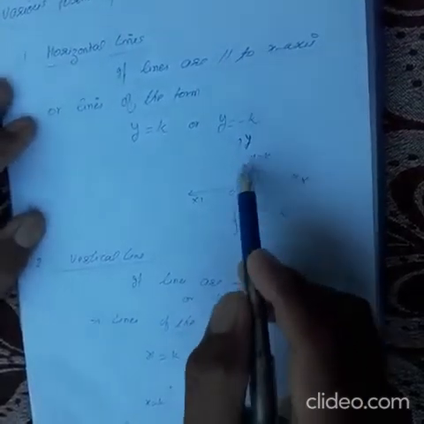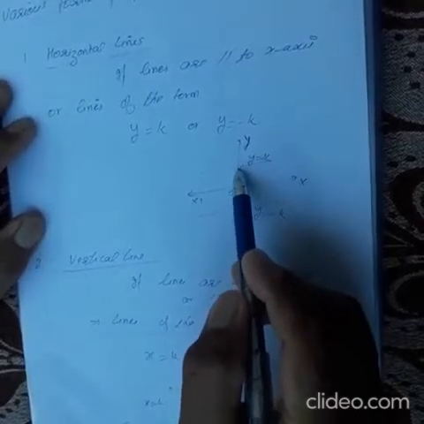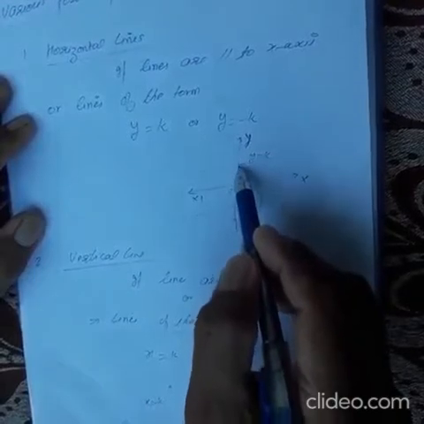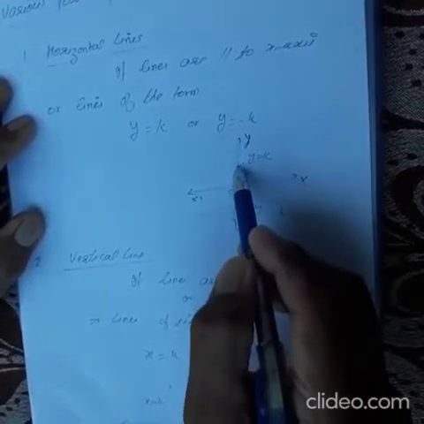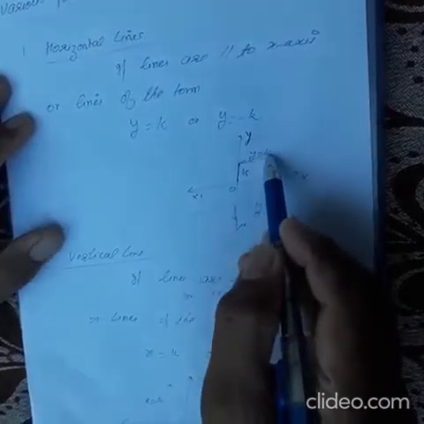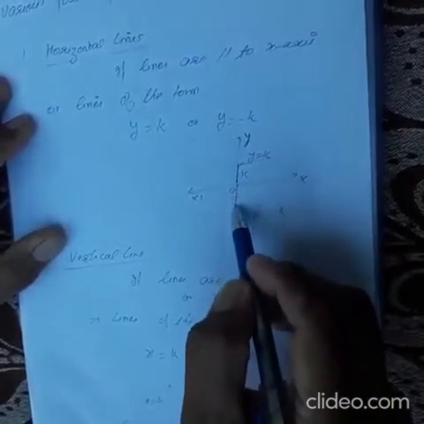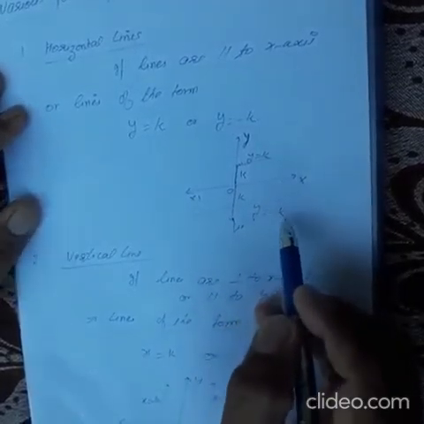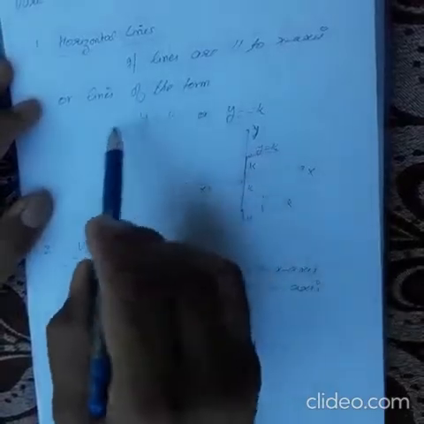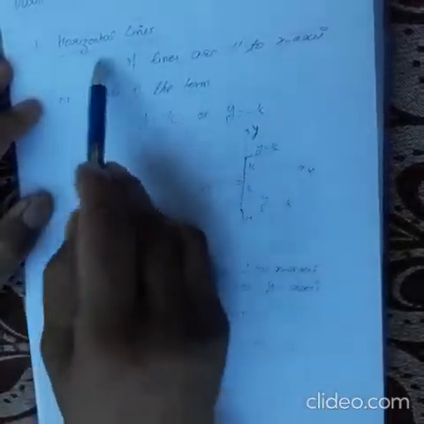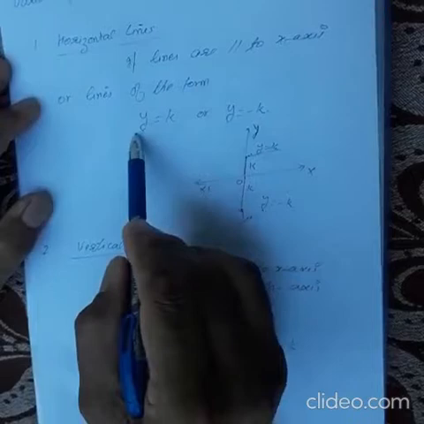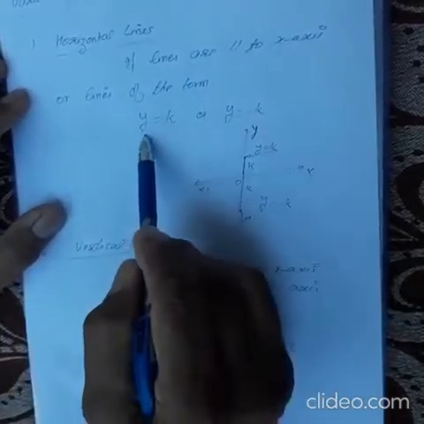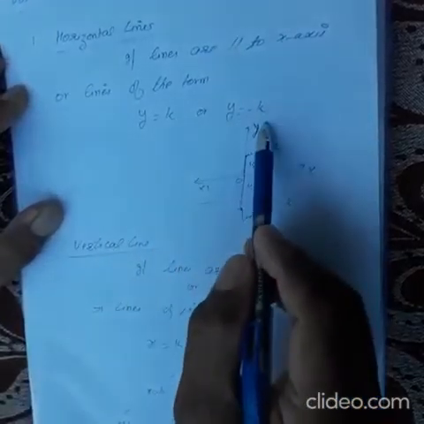If the line is above the origin, then the equation will be of the type y is equal to k, based on this distance. Let this distance be k, then the equation of this line will be y is equal to k. Similarly, if this distance is k on the negative side, the equation will be y is equal to minus k. When the line is parallel to the x-axis, there will be no term of x; the coefficient of x will be 0. The equation will be of the type y is equal to k or y is equal to minus k.